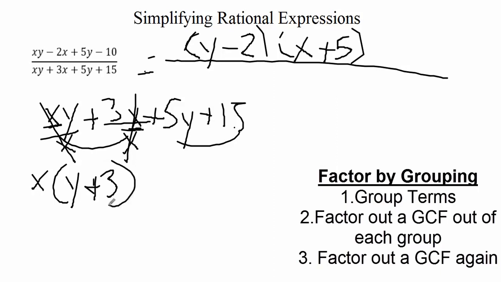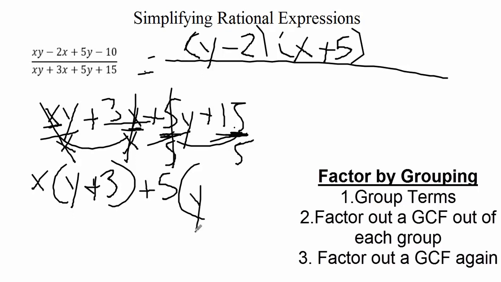Looking at our second grouping, 5y plus 15, we do have a 5 in common with our numbers. Nothing in common with our variables there, so we are going to pull out that 5, and it is a positive 5, so we're going to divide it out to see what we have left. 5 divided by 5 cancels, leaving us with y, plus 15 over 5 is 3.